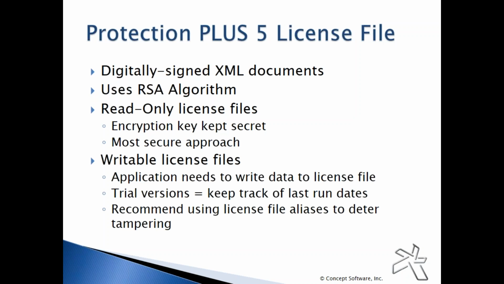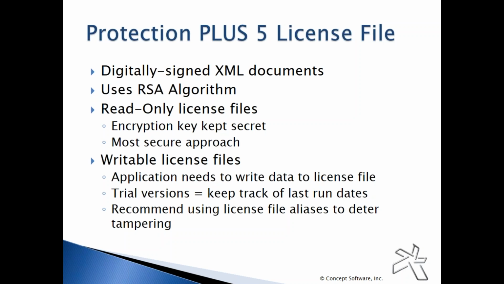A writable license file is used for those necessary cases when your application needs to write some data into the license file. Perhaps you're running a trial version and you want to keep track of the last time the software is run, preventing them from backdating the clock to try to gain additional time. When your application needs to write to the file, it needs an RSA key to do so. In this case, the key must be in the code, which means that a determined hacker can extract it.